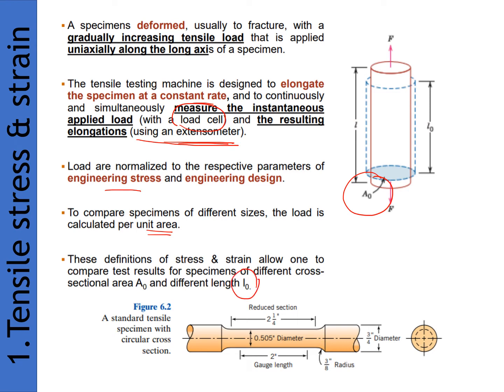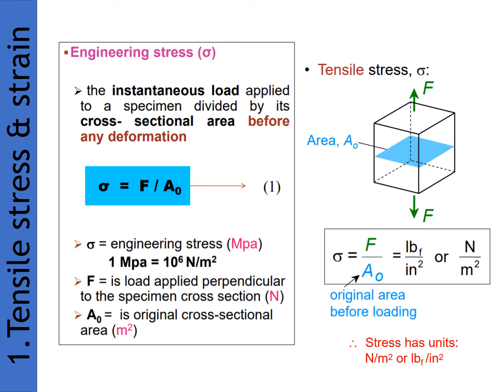This is the schematic picture, where we can see the size of the gauge length given, as well as the area that experiences the diameter being reduced after the force is applied in the tension direction. So this is the engineering stress, and we can define it.